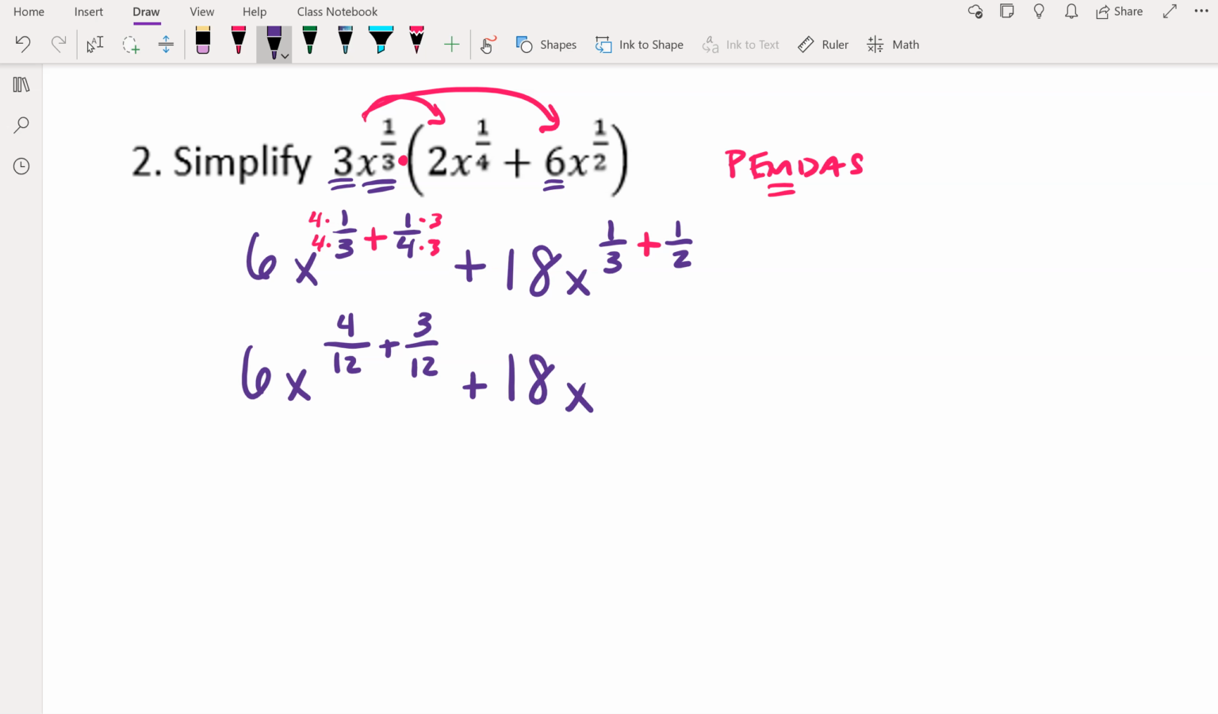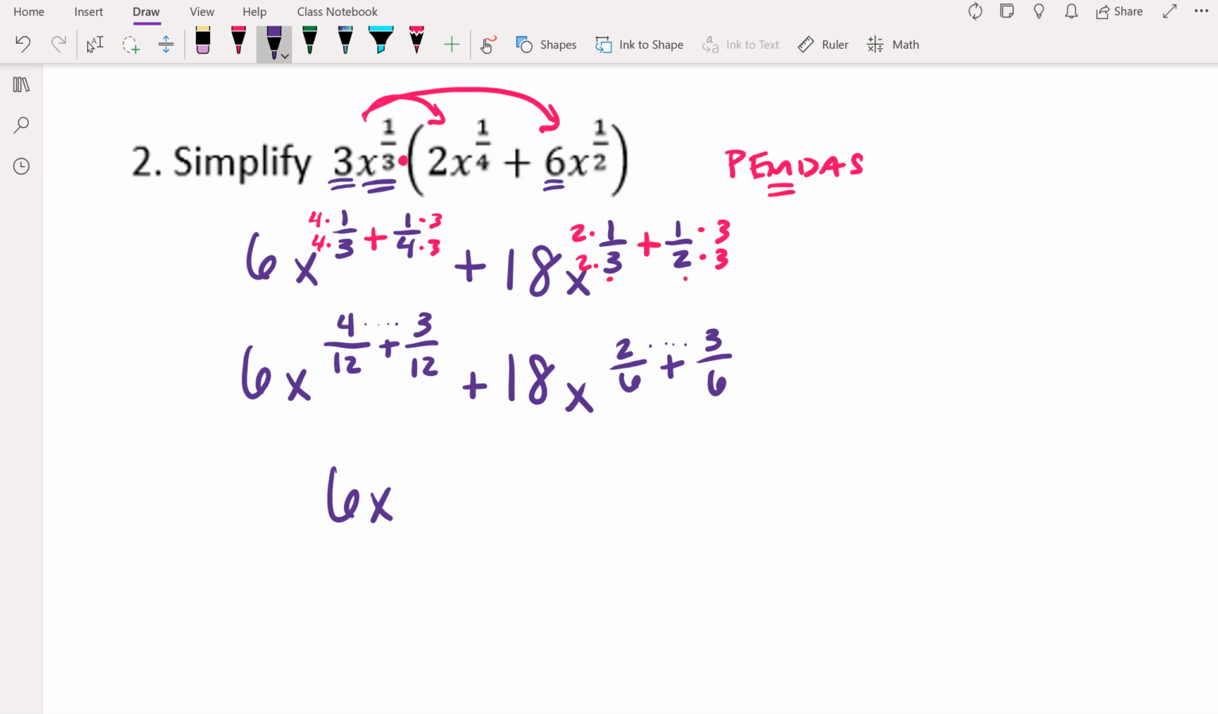we have 18x. 3 and 2 have a common denominator of 6. So I need to multiply this guy by 2 to get to 6. I need to multiply this one by 3 to get to 6. So now let's do that. We have 2 times 1, that's 2 over 6, plus 3 times 1, that's 3 over 6. All right. And now we can actually add. Because we have a common denominator, we add the numerators. Add across the numerators. So we have, final answer, 6x.